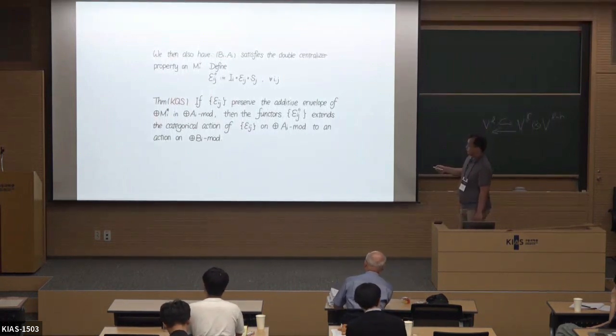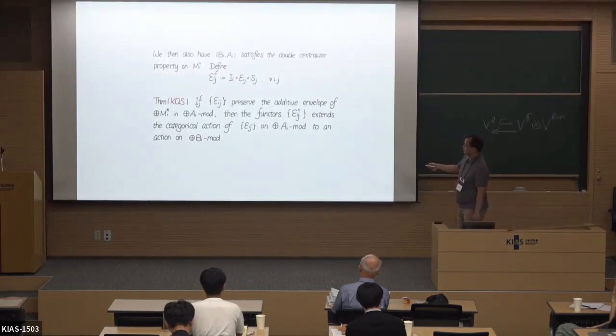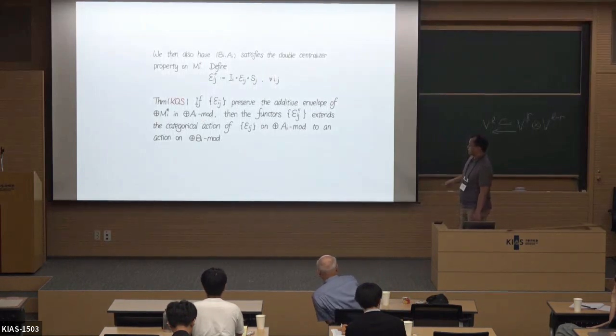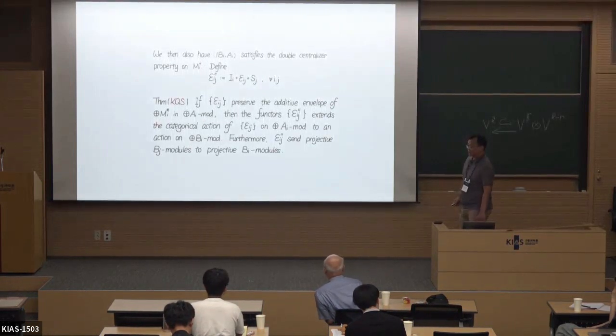Okay, so now we have a stronger assumption that it will send M_i to a direct sum, and will preserve this additive envelope of M_i star. Then these functors will extend the categorical action, preserving projective modules. So we send projective B modules to projective B modules.